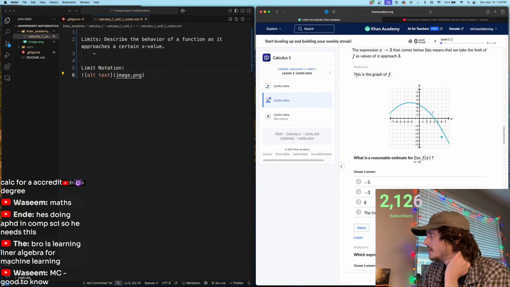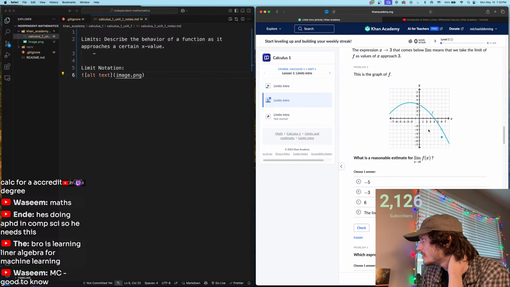Problem number 2. This is the graph of f. What is the estimate for the limit of the graph f as x approaches 6? So as x approaches 6, we have a limit of -3, and we're undefined at 6 though.